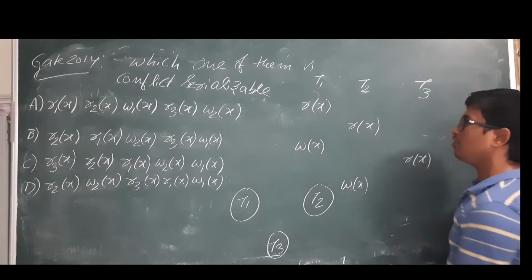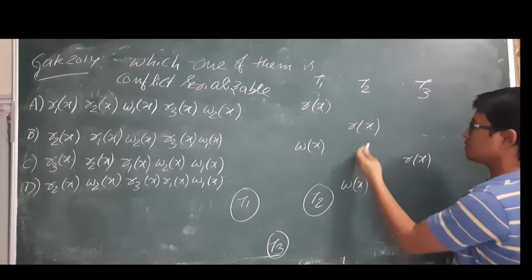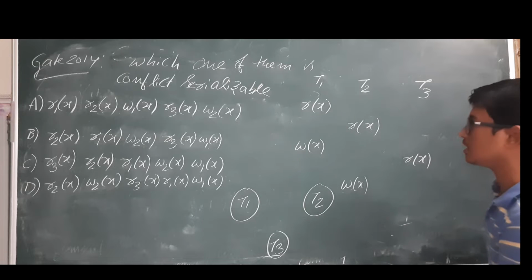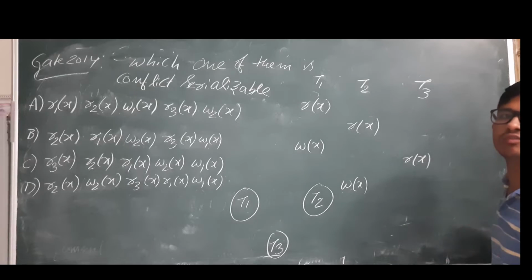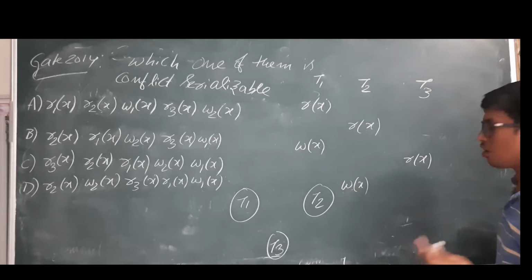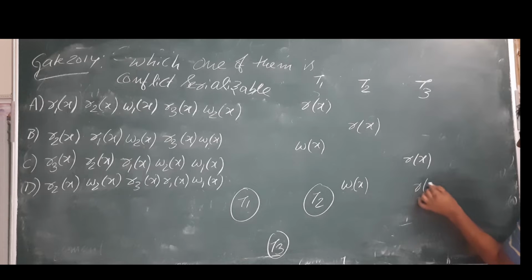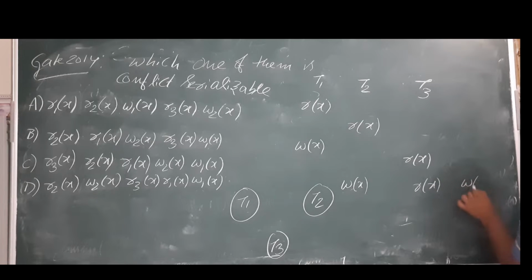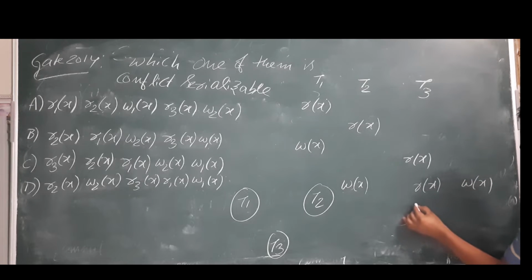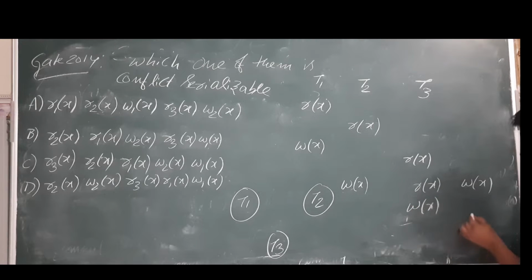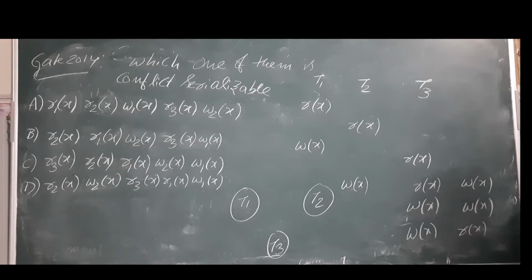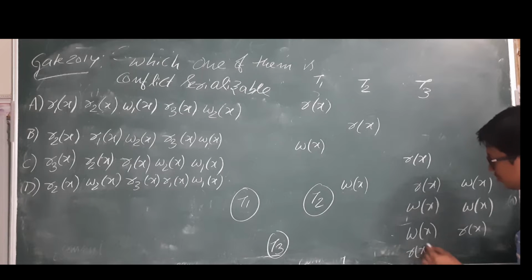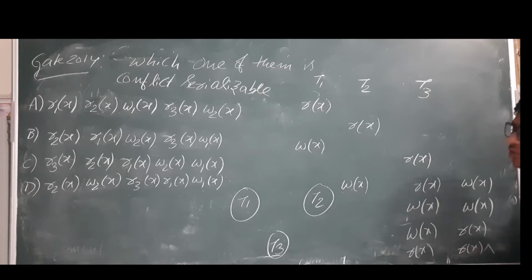So we have a read of X. Then we have to see what conflict operations are possible for this read of X. Read of X, read of X is not a conflict operation. We have 3 conflict operations. Let me explain. We have read of X and write of X, and write of X and write of X is a conflict operation. Then write of X, read of X is another conflict operation, whereas read of X, read of X is not a conflict operation.